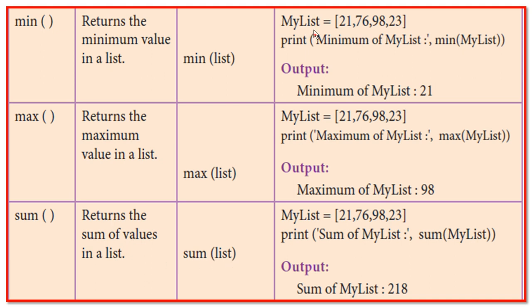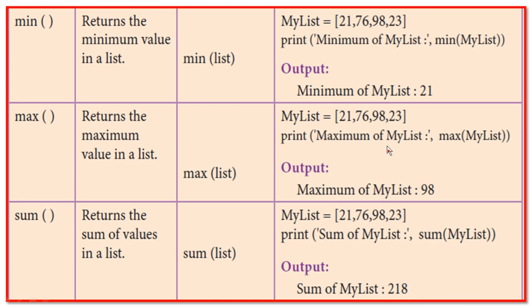Sum of list. In the list, the minimum value is 21. It returns 21. Min of my list is 21. In this list, it returns max of my list. It returns the maximum value, that is 98. In this example, it returns the total sum of the list. There are 4 numbers in the list. The total sum of these numbers is displayed here.